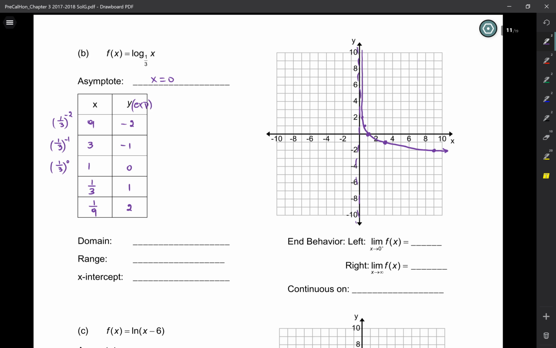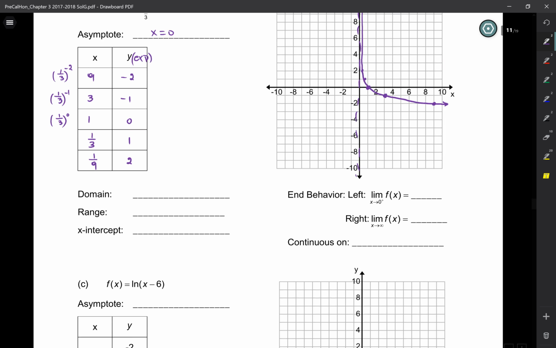Okay. So the domain, same thing. The range, same thing. The x-intercept is 1, 0. Okay, so what's the limit as x approaches 0 from the positive side? Infinity. And as x approaches infinity, negative infinity. And it's continuous everywhere on its domain.